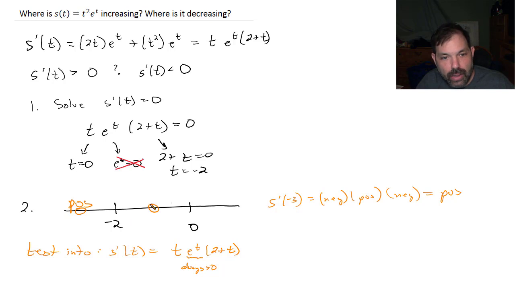Okay, then from negative 2 to 0, how about negative 1? S prime at negative 1. T is negative 1, which is negative. E to the t is always positive. 2 plus negative 1 is positive. So now I have a negative times a positive times a positive, which is negative.